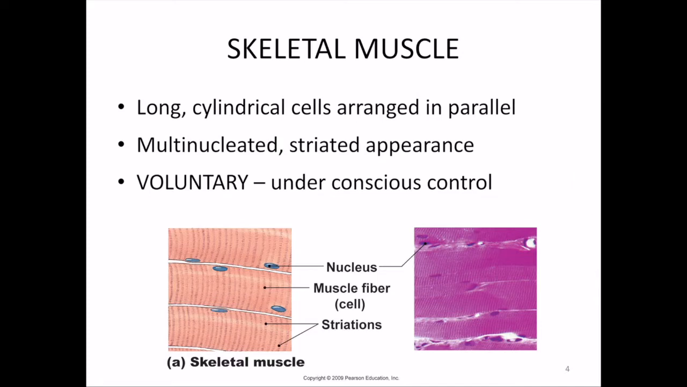Okay, so let's have a look just right now at the cells that comprise skeletal muscle. So first of all, these skeletal myocytes are going to be very long cylindrical cells that are arranged in parallel. Okay, these are one of the few cells in the body that are multinucleated. So they have multiple nuclei per myocyte.